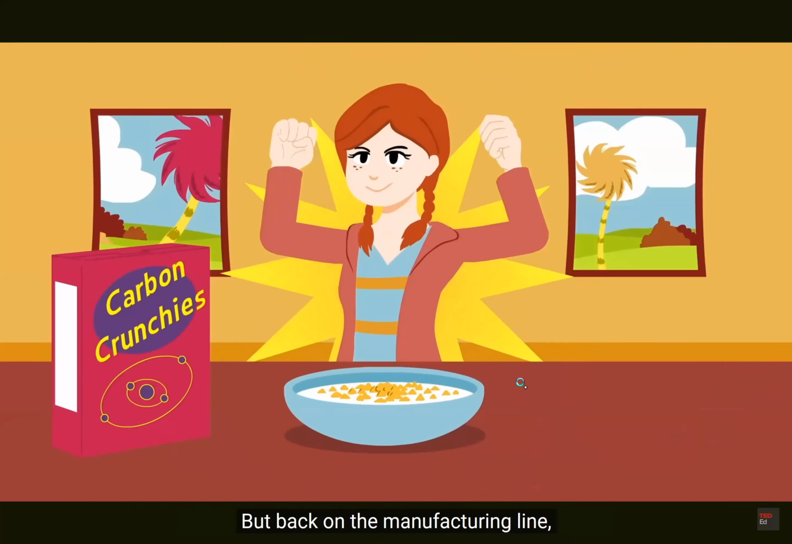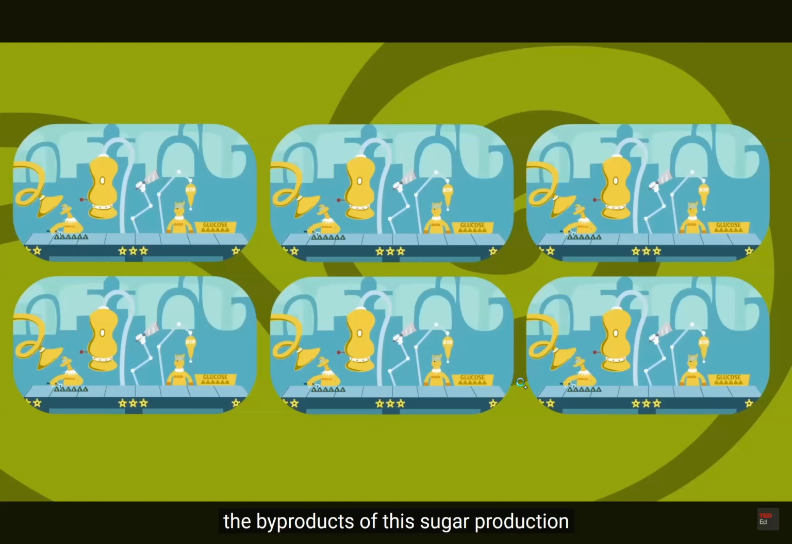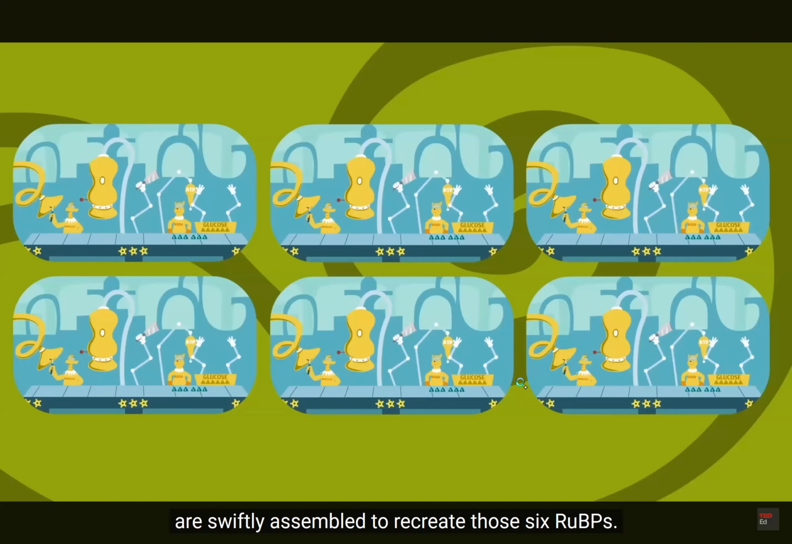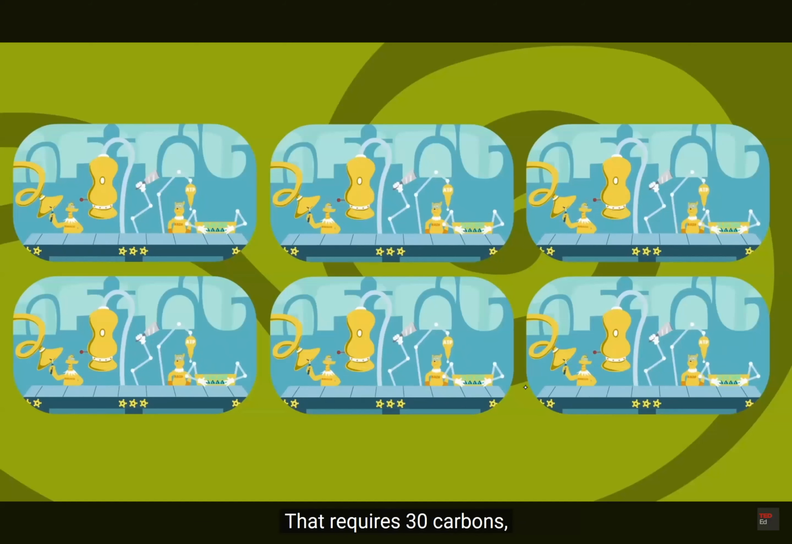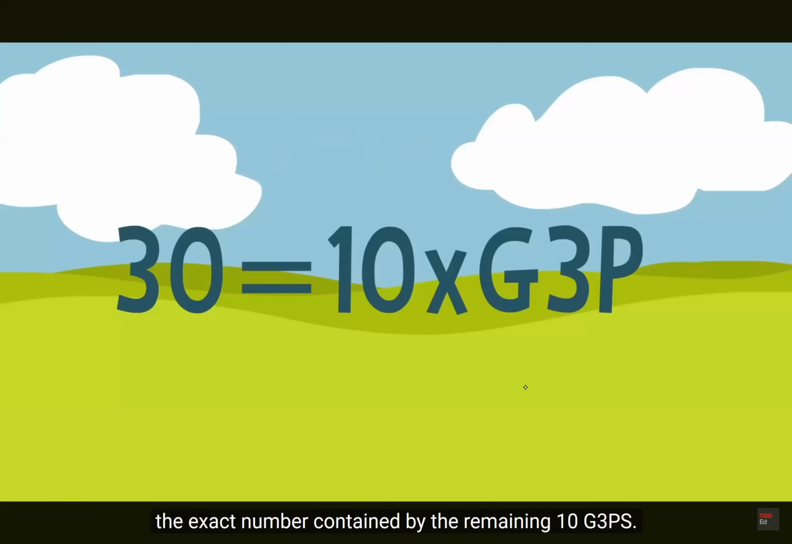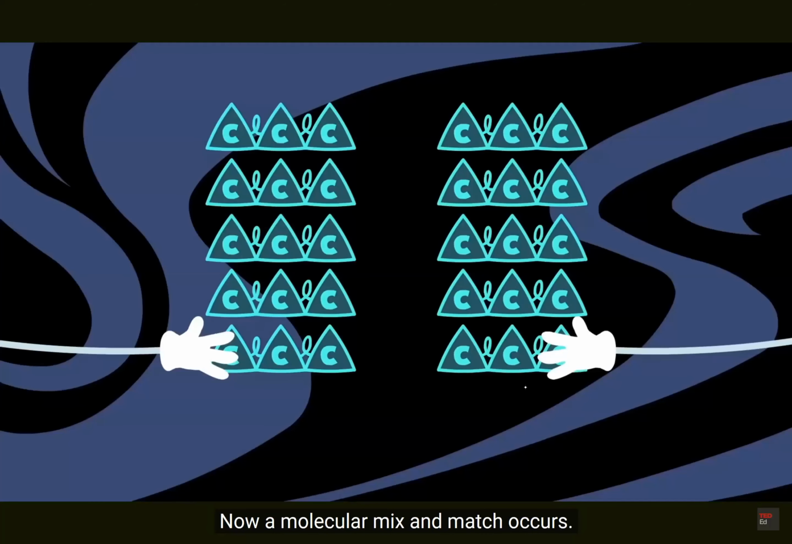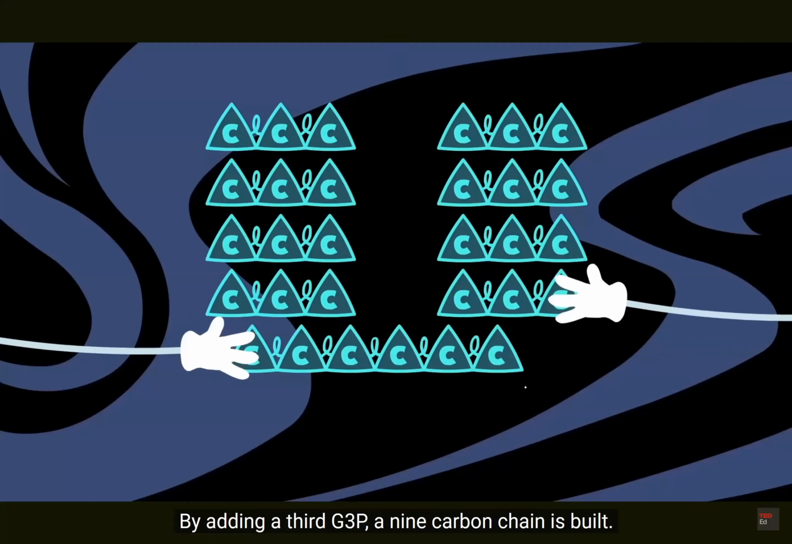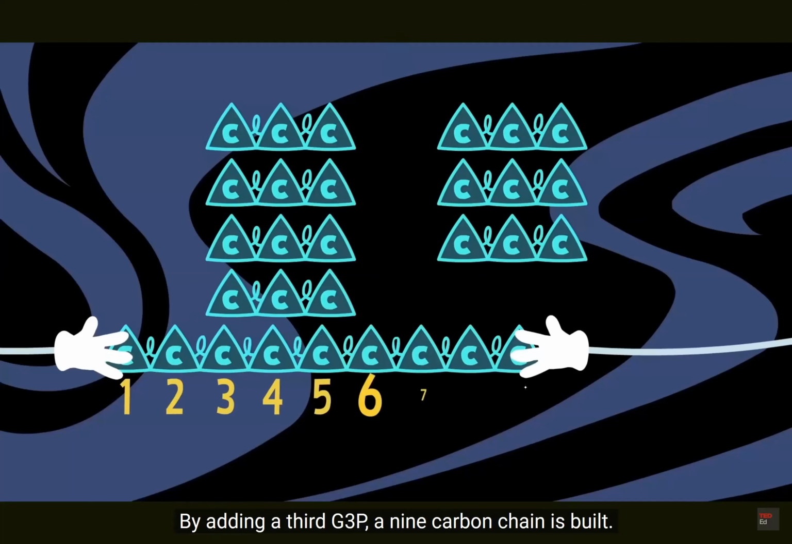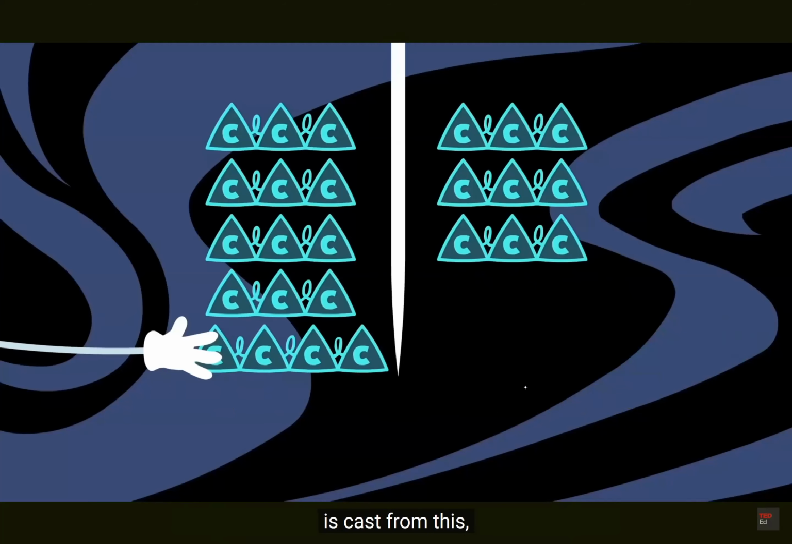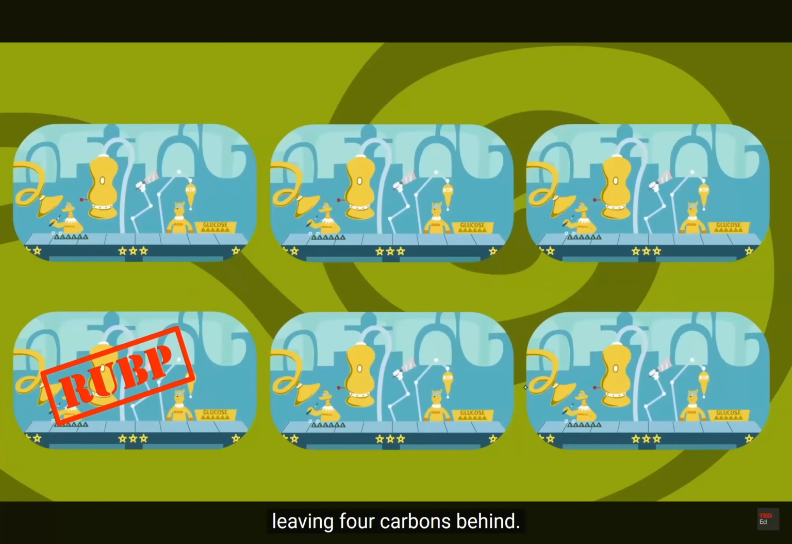But back on the manufacturing line, the byproducts of this sugar production are swiftly assembled to recreate those 6 RUBPs. That requires 30 carbons, the exact number contained by the remaining 10 G3Ps. Now, a molecular mix and match occurs. 2 of the G3Ps are welded together, forming a 6-carbon sequence. By adding a third G3P, a 9-carbon chain is built. The first RUBP, made up of 5 carbons, is cast from this, leaving 4 carbons behind.